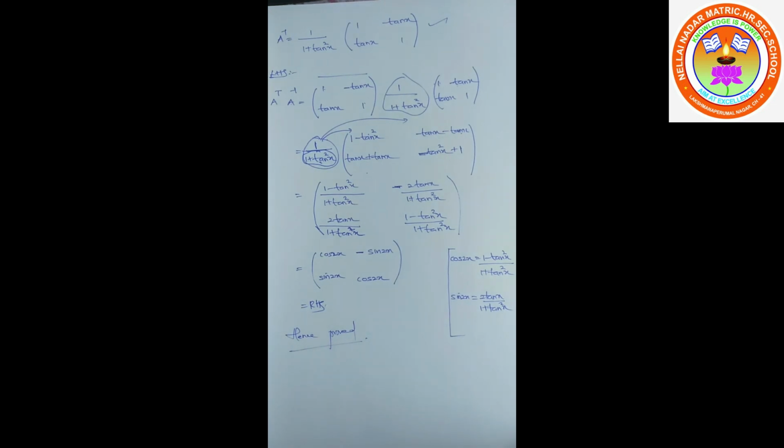This is the easiest method. We need to keep this 1 plus tan square x as it is, then only we can do the sum very easily. Otherwise the sum will become very, very tough. So before doing the 12th sum, I am going to teach you another concept.